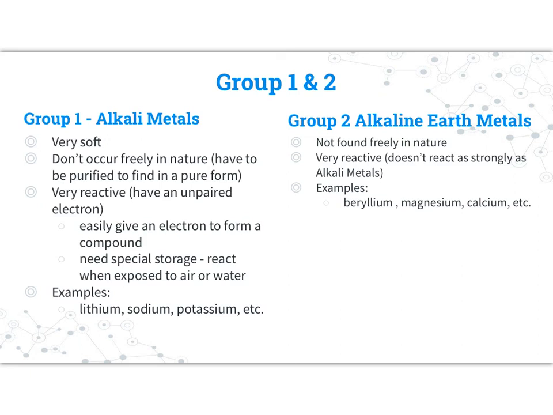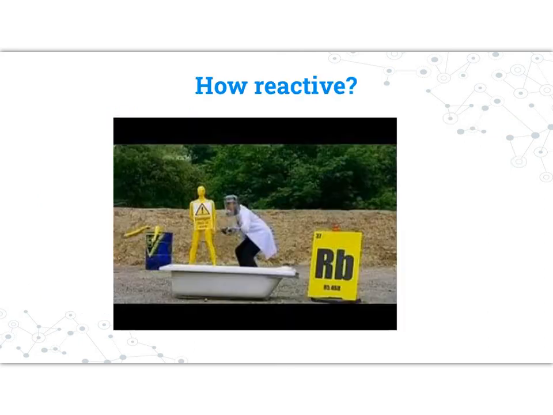Group 2 are called alkaline earth metals. Again, they are not freely found in nature because they are very reactive. They are found in compounds and we have to purify them. They don't react quite as strongly as an alkali metal. So alkaline earth metals have a little bit less of a reaction with air and water. Examples are beryllium, magnesium, calcium, etc.